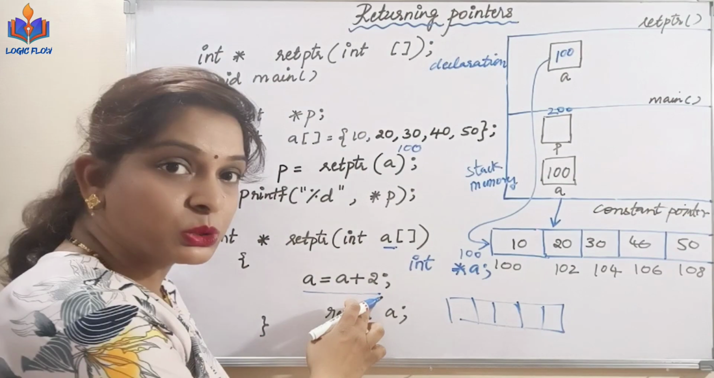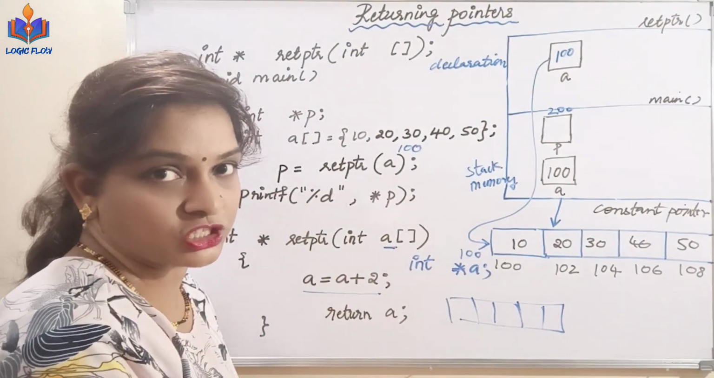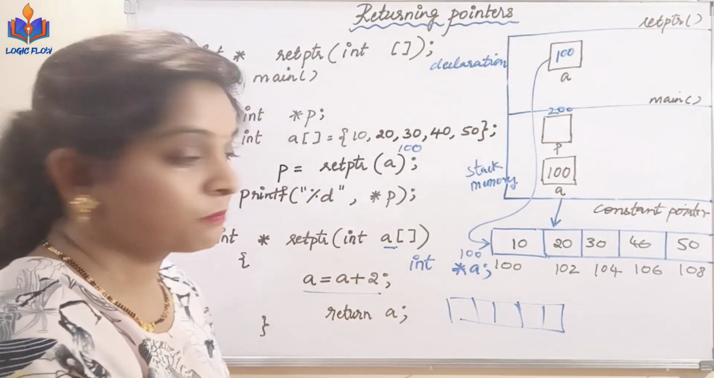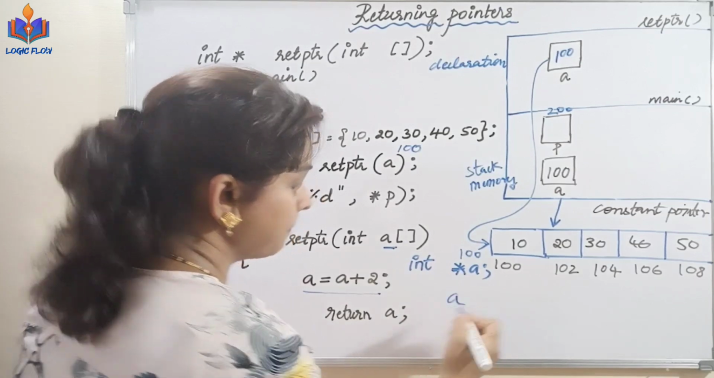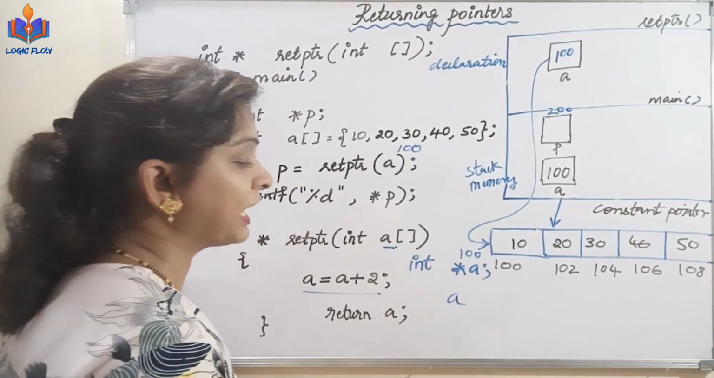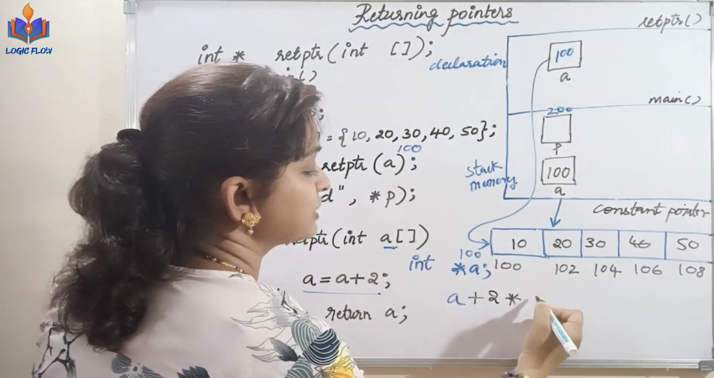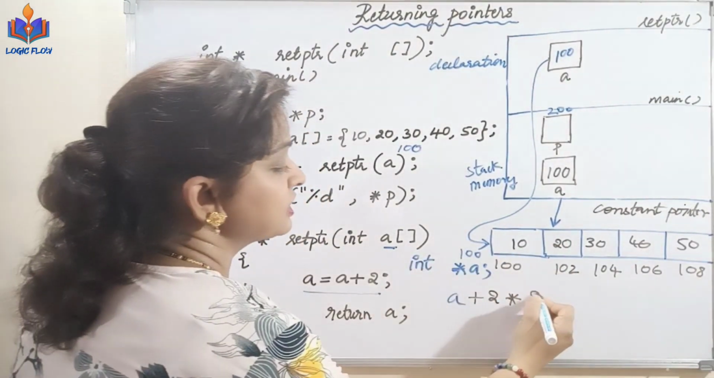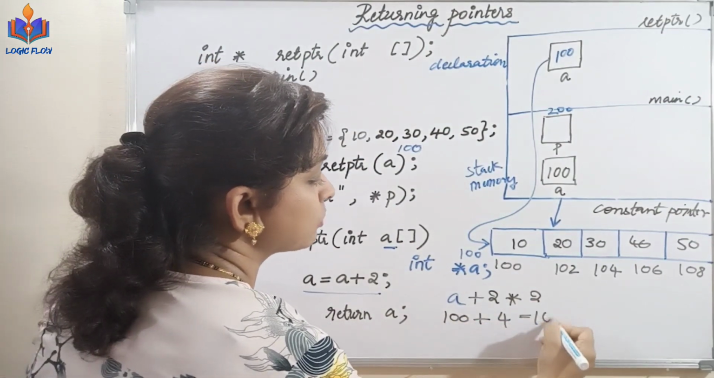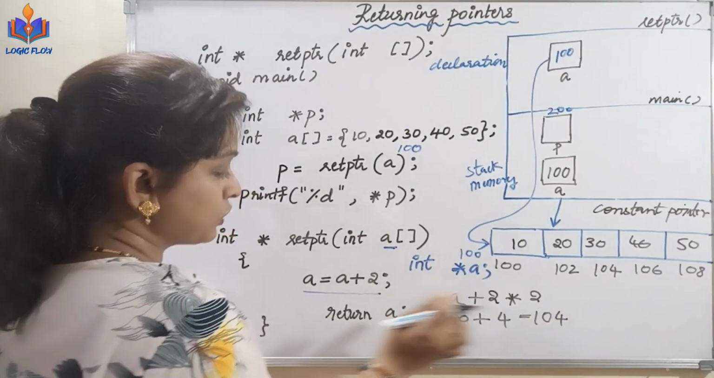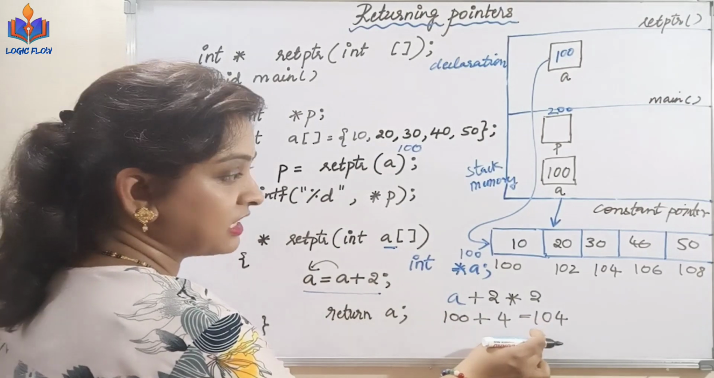So A plus 2, in the sense A plus move forward by 2 locations, move forward by 2 elements. So it will be interpreted like A plus 2 into the size of the data type. If I just say of integer, it is 2. So it is 100 plus 4, that is equal to 104. So now the value A gets this address 104.